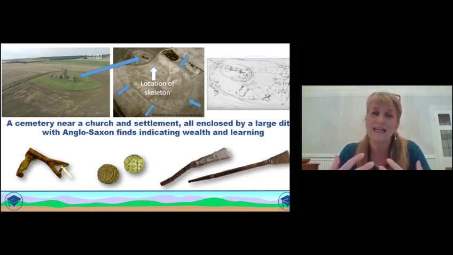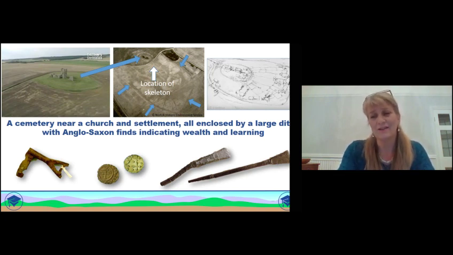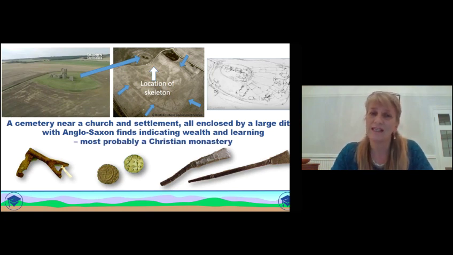And those finds indicated an Anglo-Saxon date, and they also indicated both wealth, there's a key and there's coins, and learning, those little stick-like things on the side are styli, they're Anglo-Saxon writing implements. And with those characteristics at that time, the site is most likely a Christian monastery. So our skeleton is buried inside a cemetery of a Christian monastery.